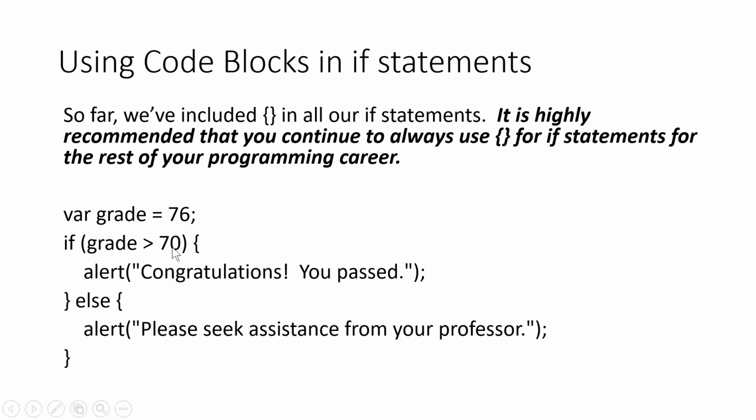So here's an example where we set the grade to 76. We check if the grade is greater than 70, and then inside a code block, we've started the curly brace and ended the curly brace. We are alerting, congratulations, you passed. If it's not true, then we're opening up another code block with the curly brace and saying, please seek assistance from your professor.